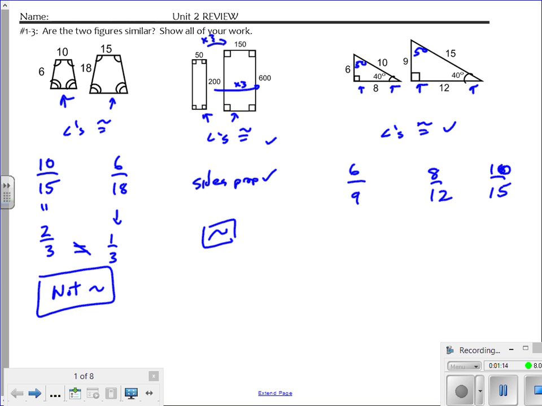And these are pretty simple to simplify. So divide both by 3, that's 2/3. Divide both by 4, that's 2/3. Divide both by 5, that's 2/3. All of these are equal, which means the sides are proportional. Which means, again, we have two triangles that are similar.